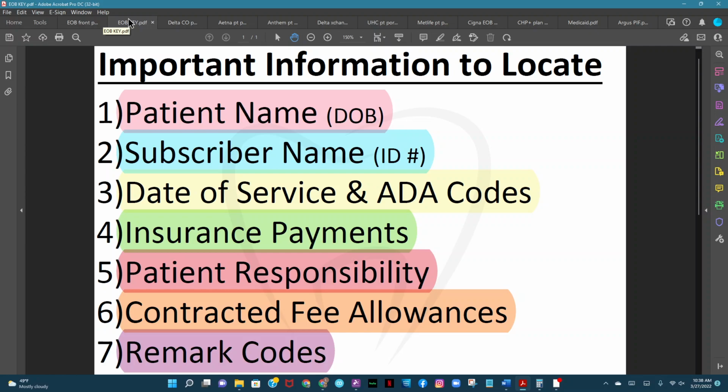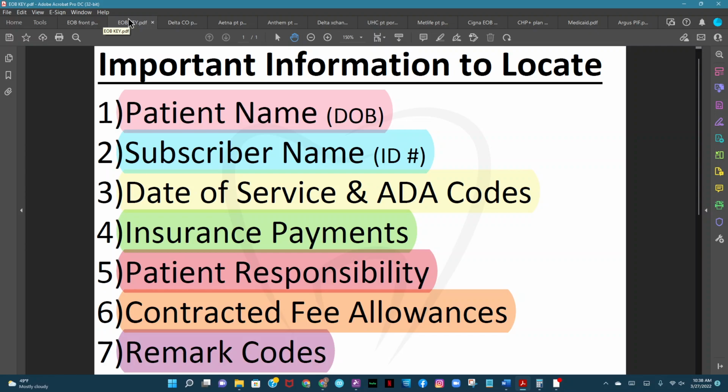The contracted fee allowance is the amount we are allowed to charge the patient according to our contract with their insurance company. This is important because the fees in EagleSoft need to correlate with those on the explanation of benefits so that the account is accurate. I have highlighted these fees in orange.